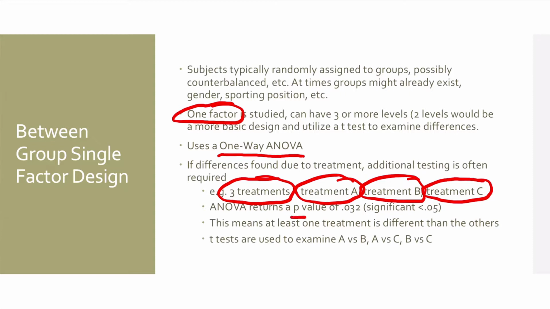Maybe the ANOVA returns a p-value of 0.03, which is less than 0.05, which would tell us that one of these treatments is different from another. So if the ANOVA returns a significant p-value, that tells us one of those treatments, at least, is different from one of the others. What the researchers would then do is use t-tests to compare treatment A to B, A to C, and B to C, and see which ones were actually different. Okay? So that's just an example of a single factor between group design. Each subject in the study would only be in one of those treatment groups.